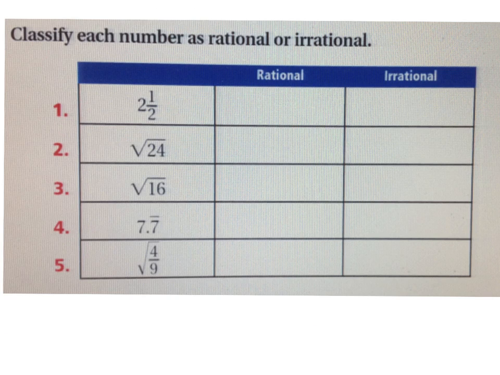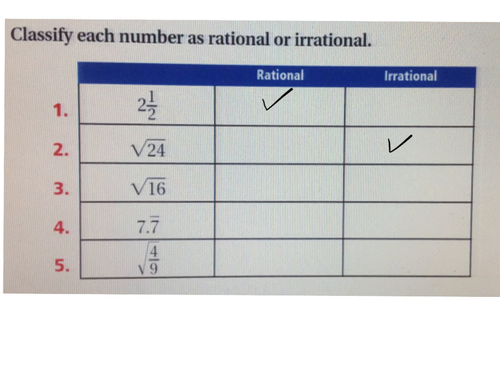Alright, so a basic type of problem is going to be just deciding if a number is rational or if it's irrational. So rational: fractions, repeating decimals, terminating decimals, integers, and irrational numbers are non-repeating and non-terminating decimals. So here we go. 2.5, that's rational. The square root of 24. Well, is 24 a perfect square? Nope. So the square root of 24 is going to be irrational.